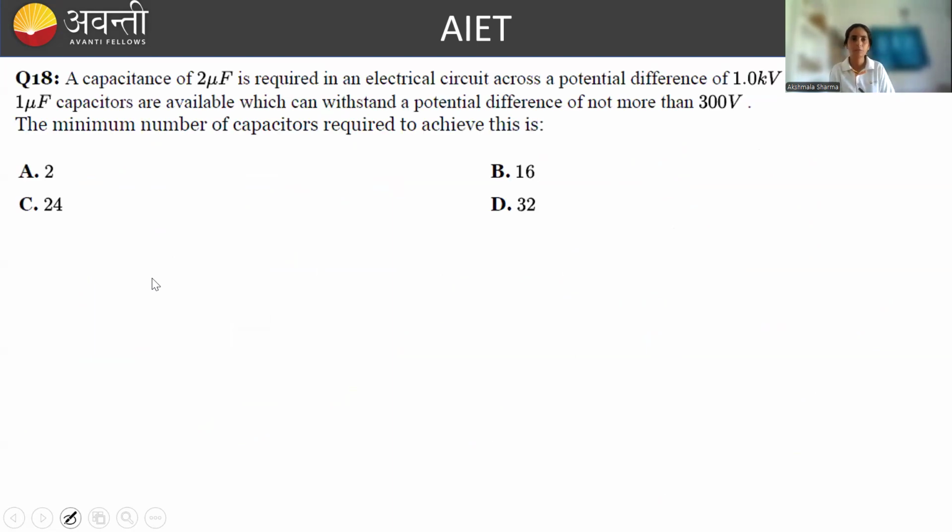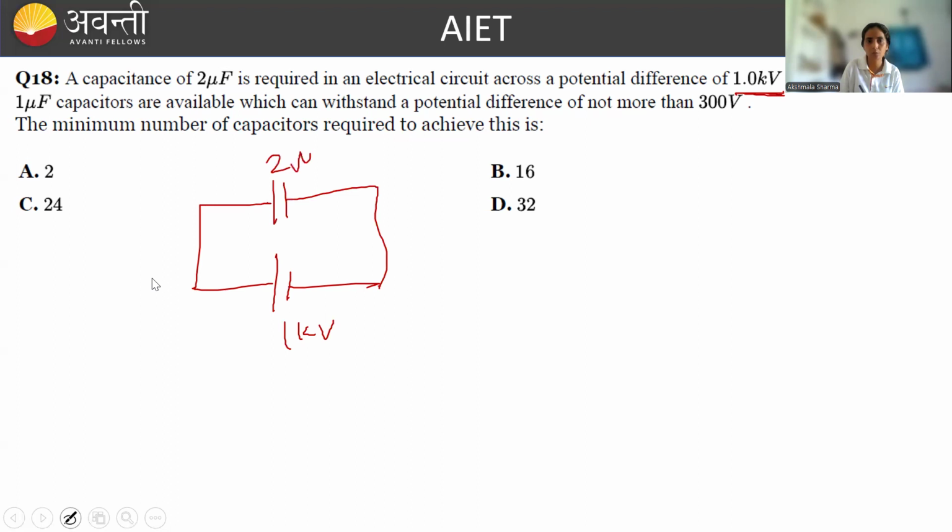Now let's do this question. A capacitance of 2 microfarad is required in an electrical circuit across a potential difference of 1 kilovolt. Okay? So there is a 1 kilovolt battery, and we have to connect a capacitor of 2 microfarad across it. But we don't have a 2 microfarad capacitor. In place of that, we have many 1 microfarad capacitors.